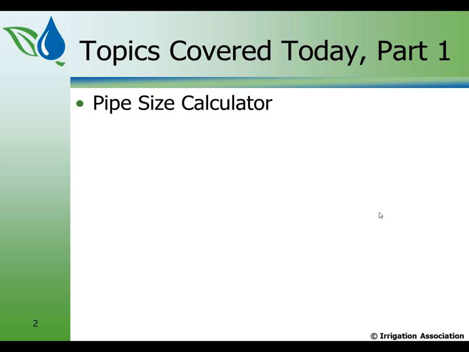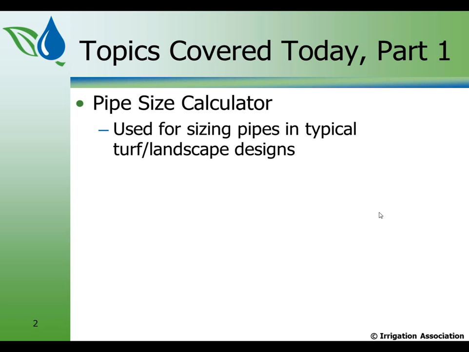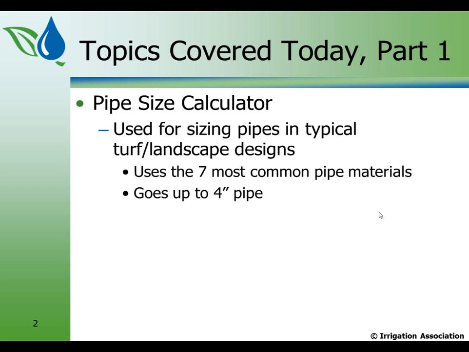The topics that we're going to cover today, part one, will be the pipe size calculator. It's used for sizing pipes in typical turf landscape designs. It uses the 7 most common pipe materials that you would use in a landscape design, and it goes up to 4-inch pipe. I've done this presentation a couple other times, and people asked me to increase the pipe sizes, and I said, well, yeah, one day. But right now the limit is 4-inch.